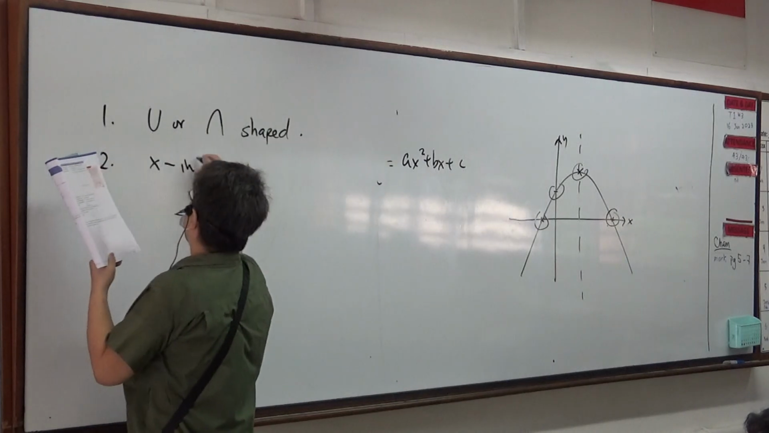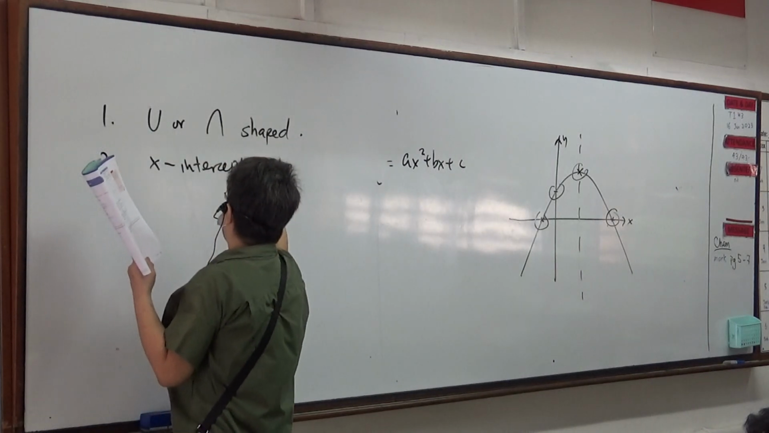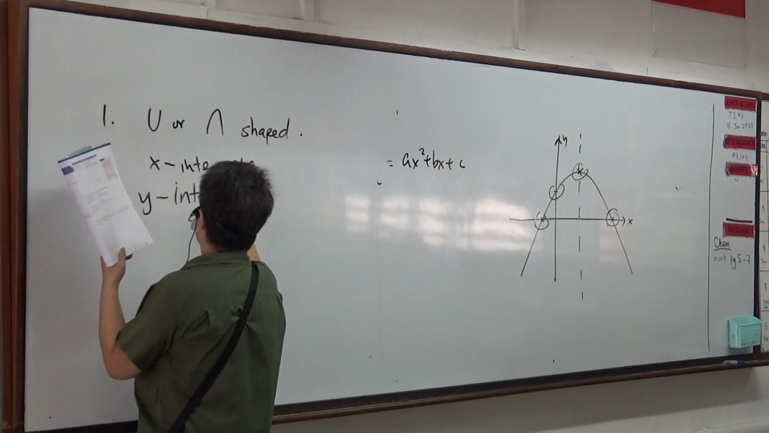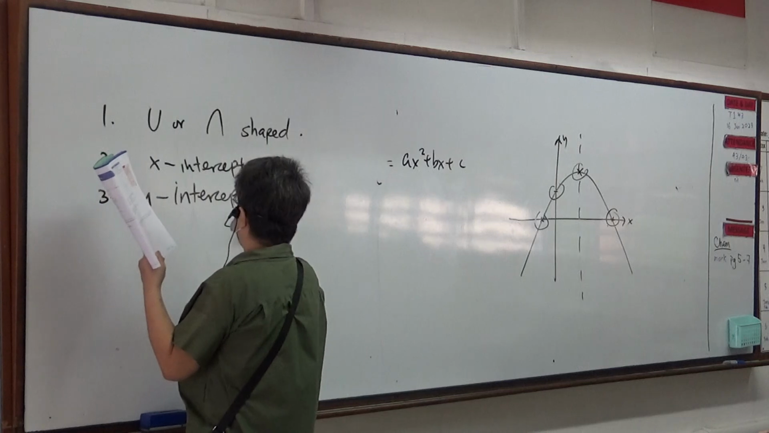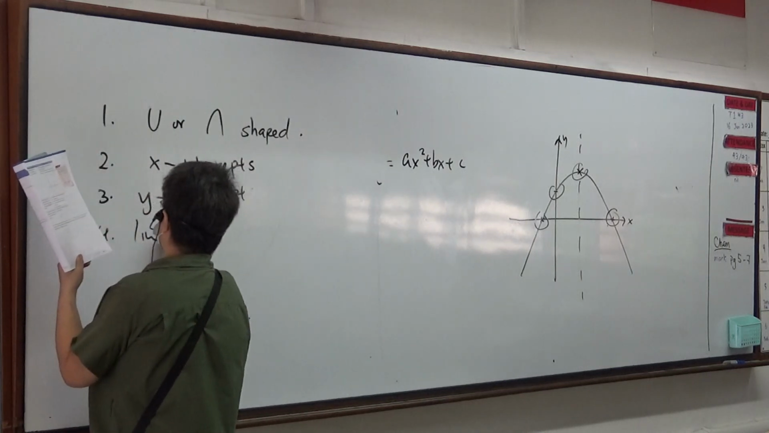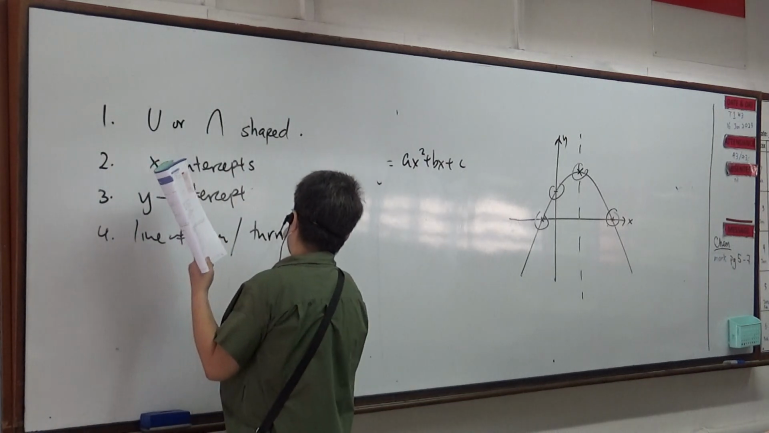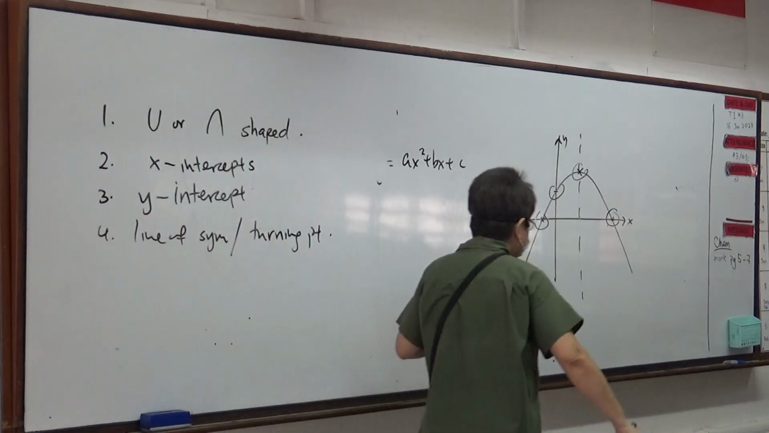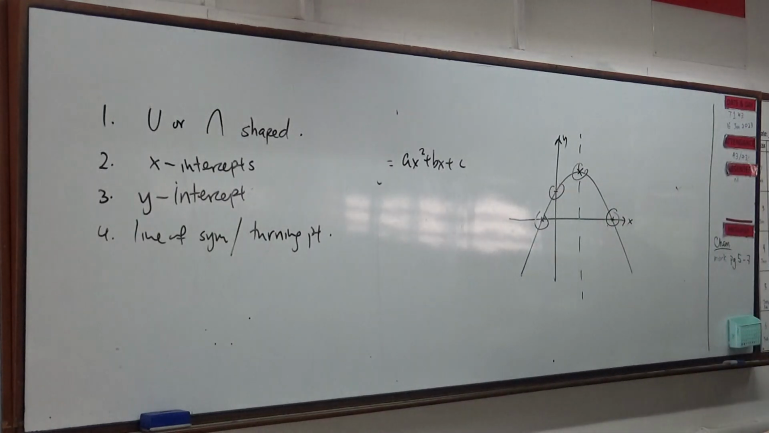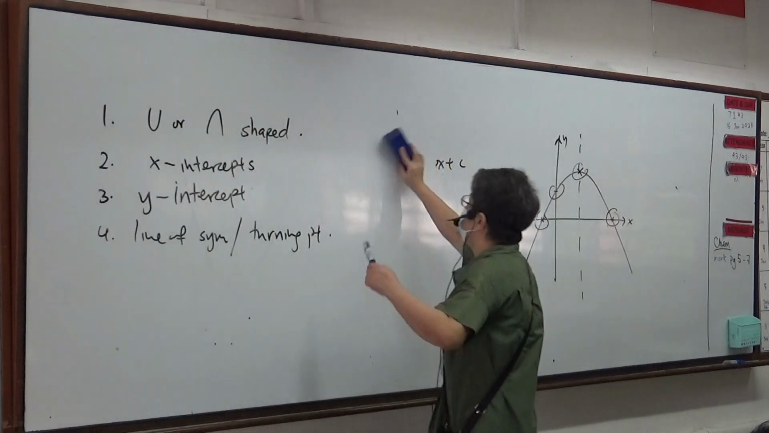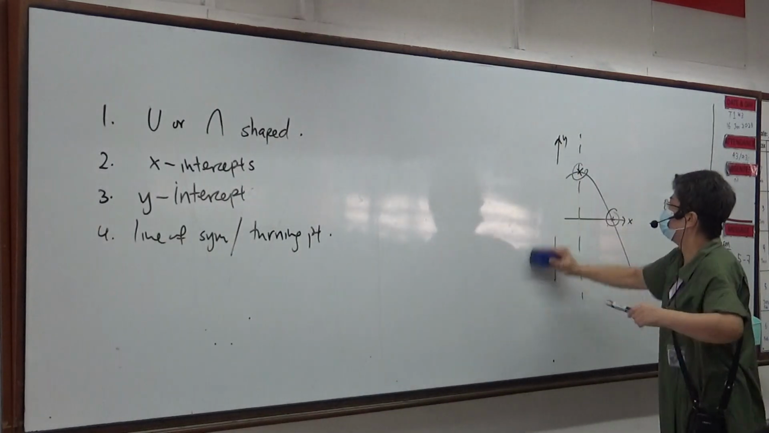Number 2, look for the x-intercepts. Look for the y-intercept. Then last of all, the line of symmetry and the turning point. The turning point is either a maximum or a minimum point. Okay? Now, I will illustrate this with one example first. You take down these 4, it's important.